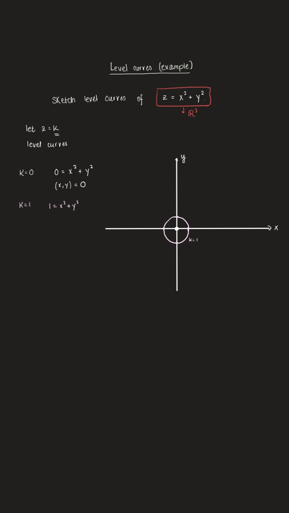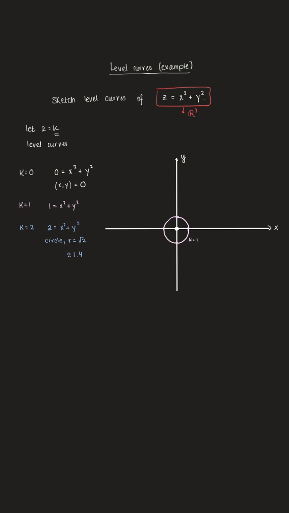Let's go up again and put in 2 for k. So this means that we are intersecting the plane z equals 2 with our surface and getting our cross section. So our cross section will be 2 equals x squared plus y squared, and this is a circle whose radius is the square root of 2. And the square root of 2 is, I think, 1.4 something. Let's see, 1.414. So this is about 1.4.